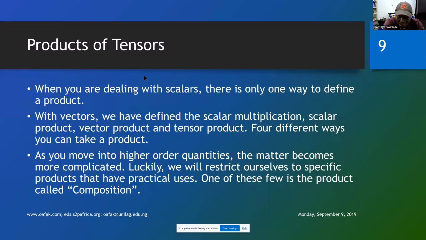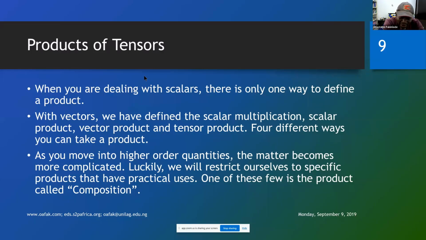But when you come to vectors, we have defined scalar multiplication, so you can multiply a vector with a scalar. We have defined the scalar product, where you are multiplying 2 vectors together to get a scalar. There is also the vector product, where you are multiplying 2 vectors to get a vector. And then we said there's a tensor product. So there are 4 different ways you can take a product that involves vectors.